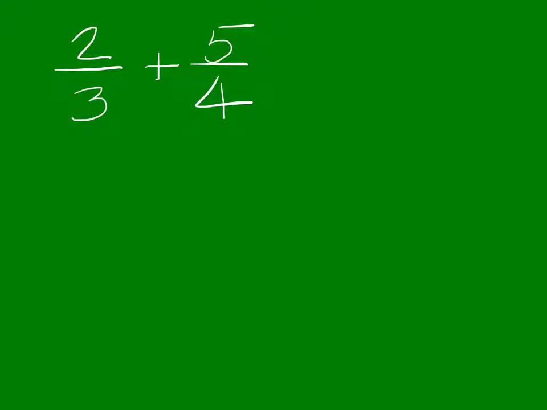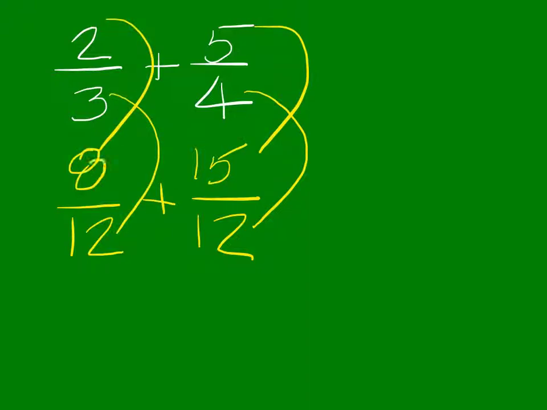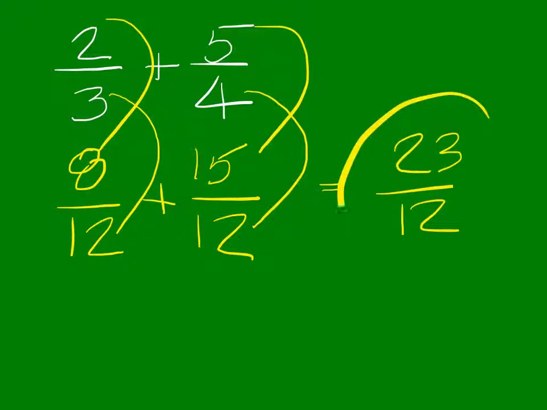Okay, for this one, what's the lowest number that 3 and 4 go into? 12 is right. So I'm multiplying 4 by 3 to get 12. 5 times 3 is 15. 3 times 4 is 12, so 2 times 4 is 8. So it should be 23 over 12.